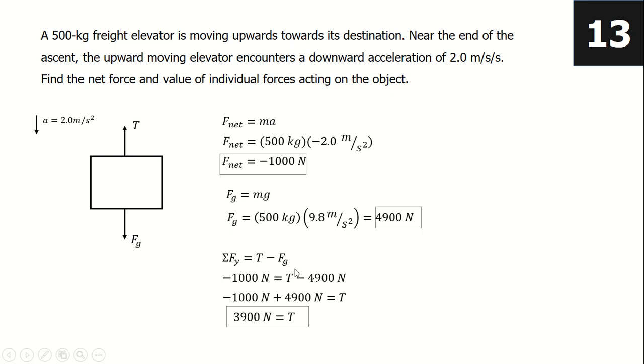So if I put this on the other side, it will become positive. Negative 1,000 plus 4,900 newtons will be 3,900 newtons. That's my value for tension. Again, my weight is greater than my tension. That's why there is an unbalanced force directed downwards, and the elevator is accelerating downwards because of that particular unbalanced force.